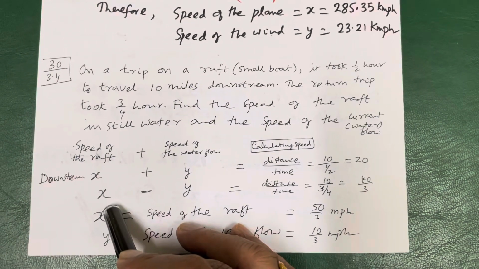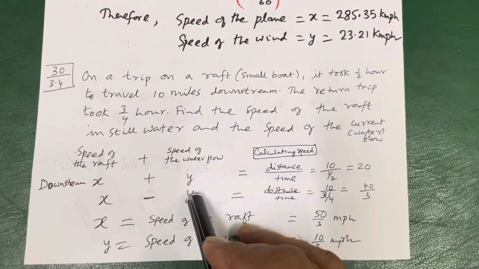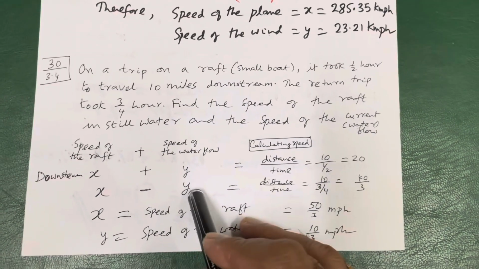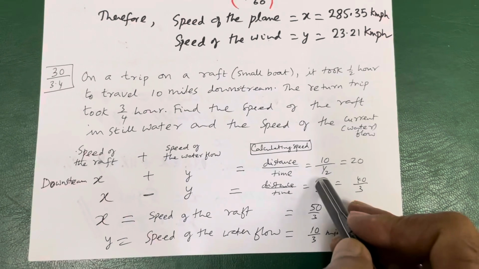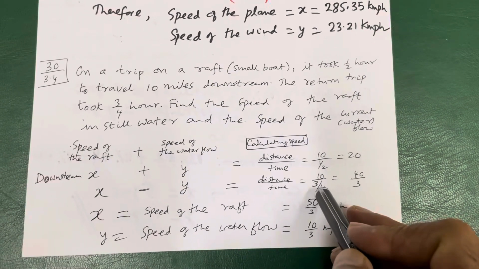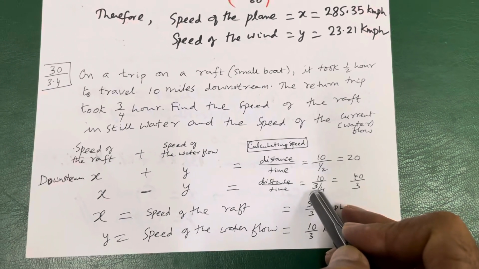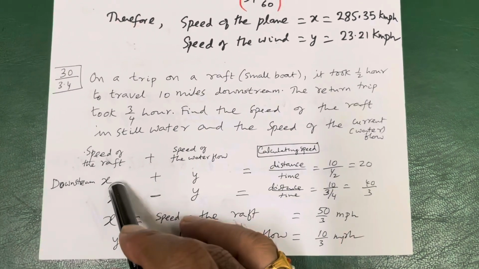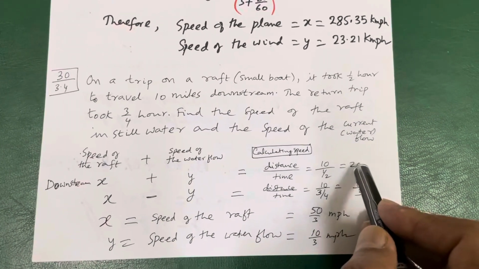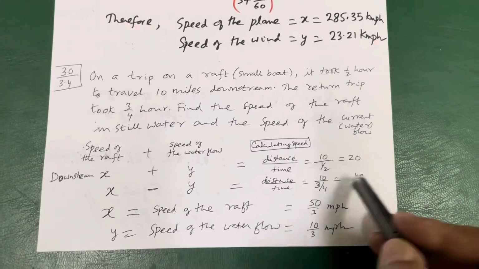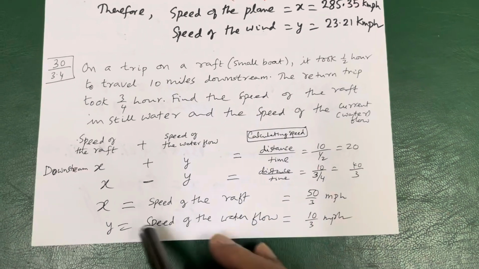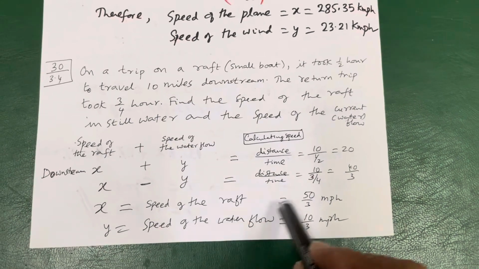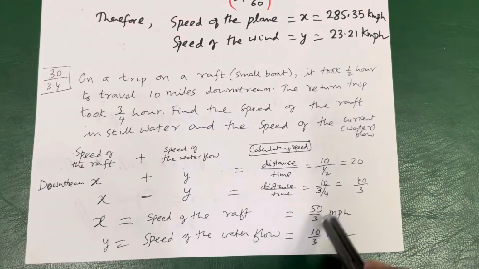Similarly, while coming upstream, speed of the boat minus speed of the water, because the water pulls it back, so x minus y will again be distance by time. For the up journey, it will take more time, that is 45 minutes. This is half an hour, this is 3/4 hour. This will be 40 over 3. So x plus y, boat plus water, is this speed. Boat minus water is this speed. Use calculator, you get x and y values, the speed of the raft and the speed of the water flow. Raft means small boat. You will get it directly like this.